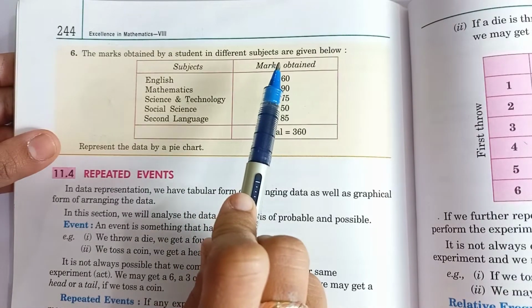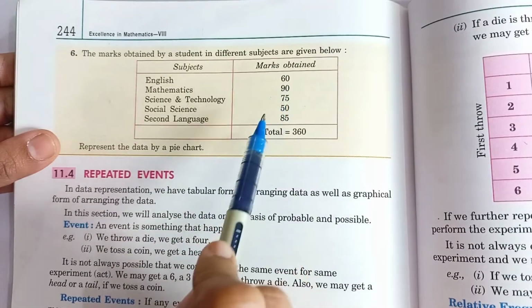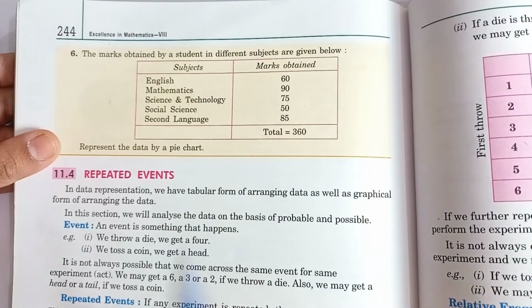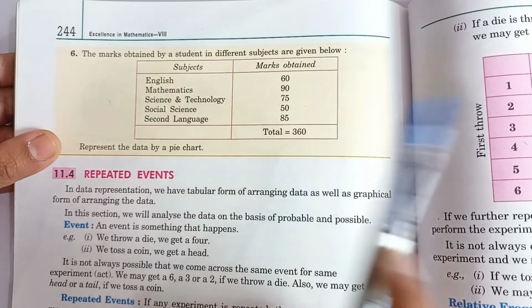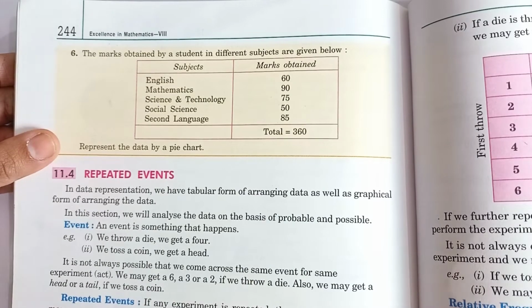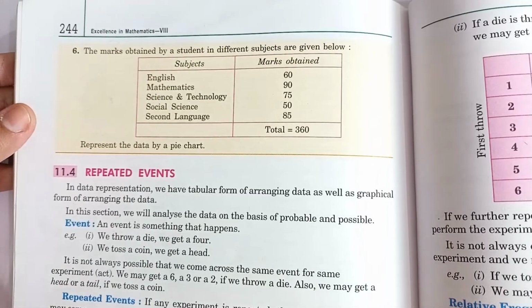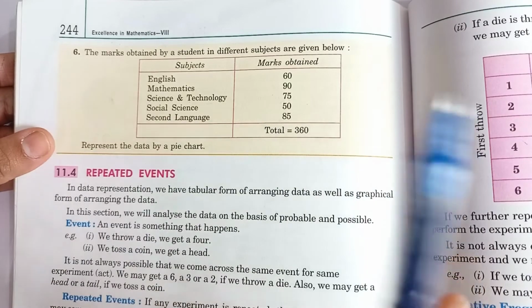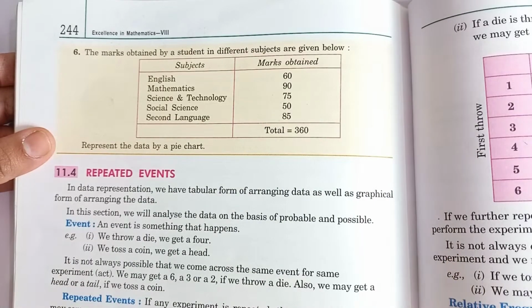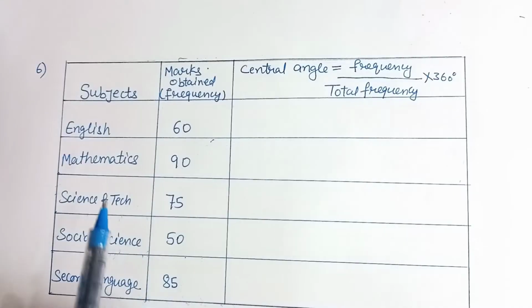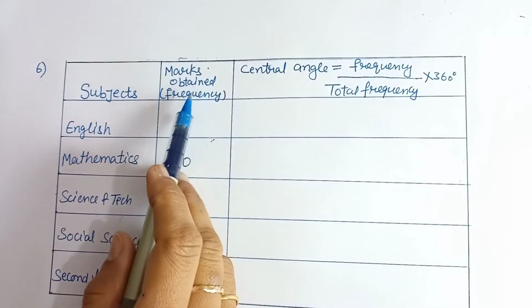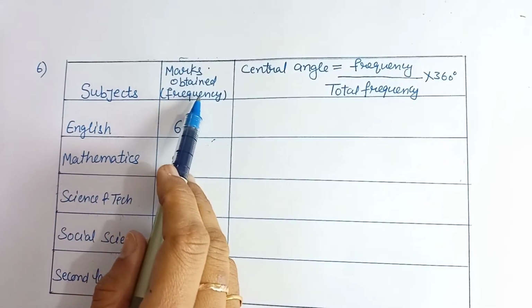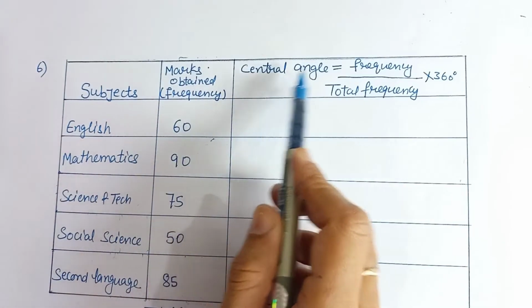Here in this question, the total of all the marks, that is the total of frequency, is also given, that is 360. So we need to find out the central angle for each of the subjects. Then we will draw the pie chart. Let's start. So this is the table. Here are the subject names and marks obtained. This is also called frequency. Here we will find out the central angle.